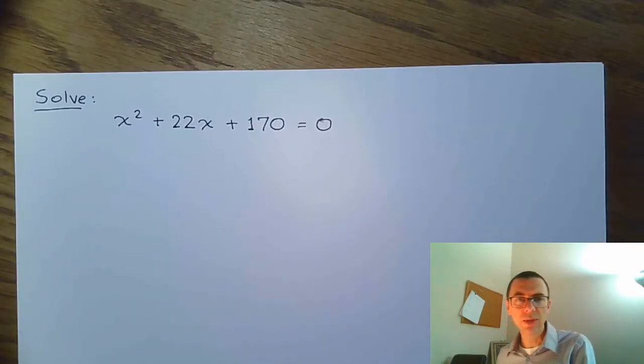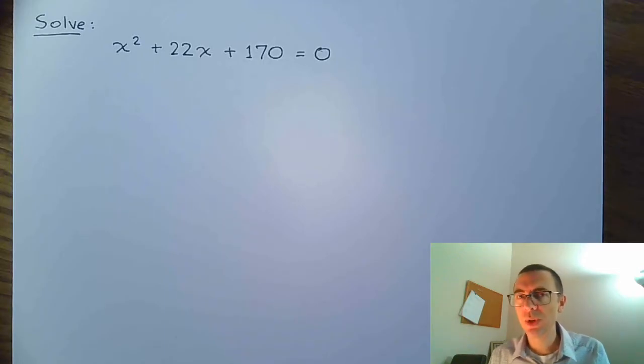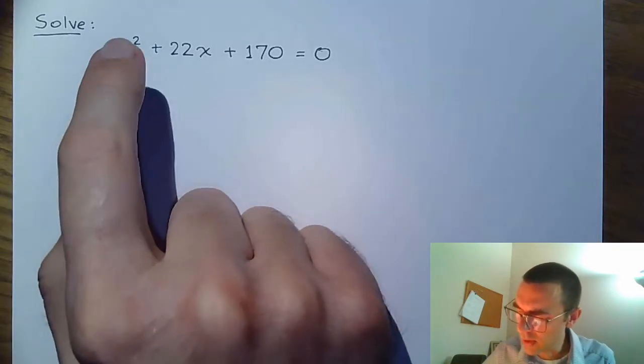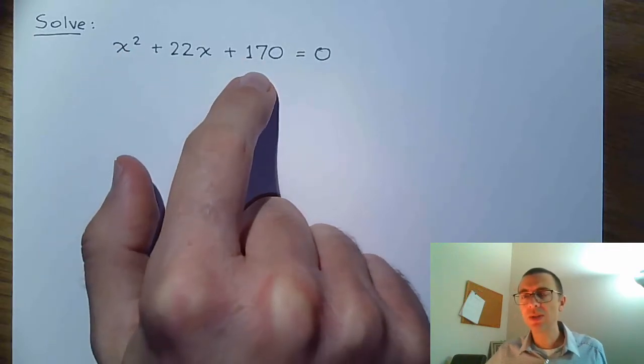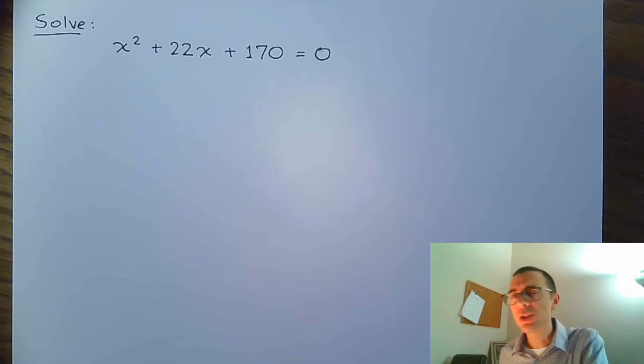Alright. So let's take a look at this equation. X squared plus 22x plus 170. So, it's a normal looking polynomial equation. It's a quadratic equation because we see we've got the x squared, the x, and the constant. Okay, it's already equal to 0, so that's a good setup for us. So let's go through our progression.